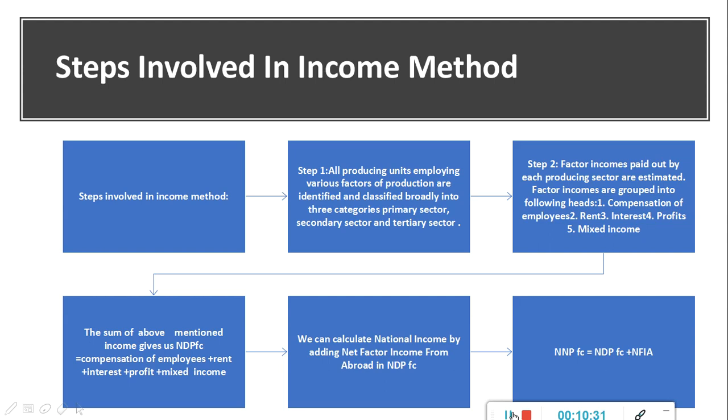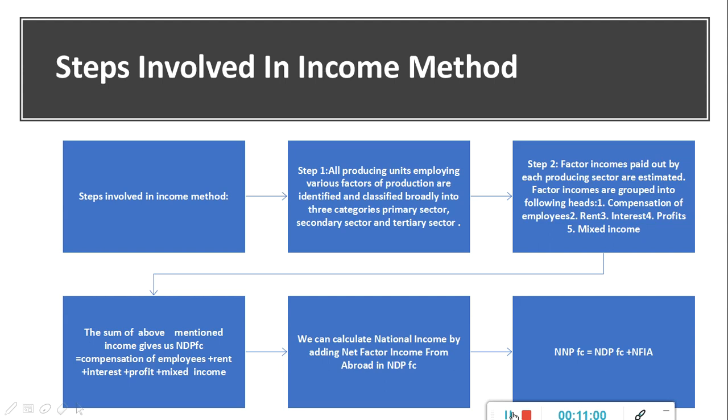Next step is we find out the income received by all the factors of production that are grouped into the following heads: compensation of employees, rent, interest, profit and mixed income. Students, remember always that rent, interest and profits are the part of operating surplus only.